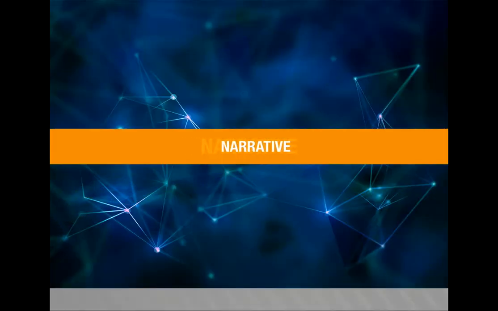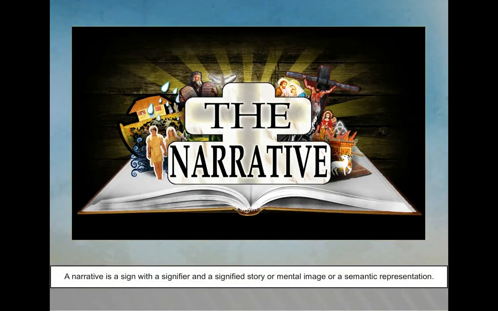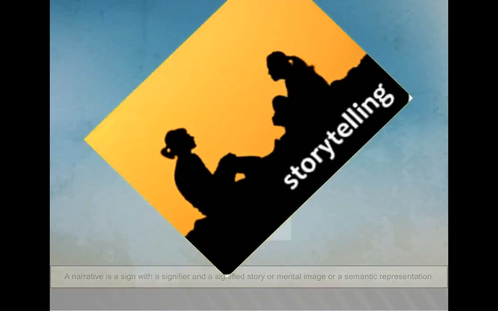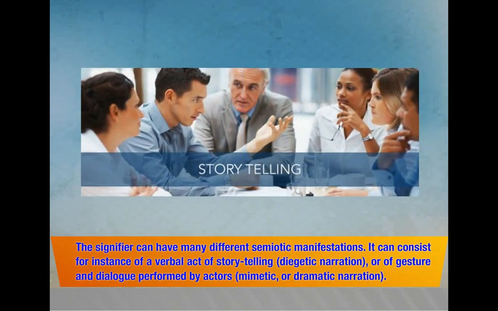Narrative. In this video, we are going to see about narrative. A narrative is a sign with a signifier and a signified: a story, or mental image, or a semantic representation. The signifier can have many different semiotic manifestations. It can consist, for instance, of a verbal act of storytelling, diegetic narration, or of gesture and dialogue performed by actors, mimetic or dramatic narration.